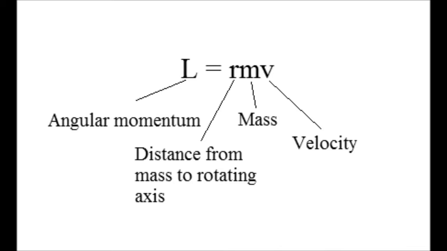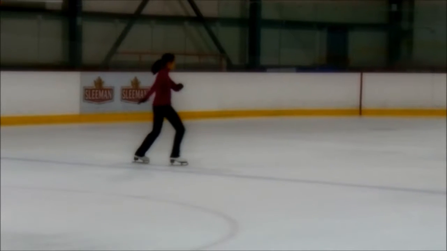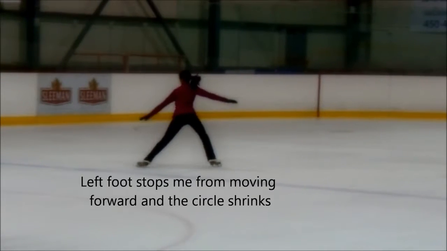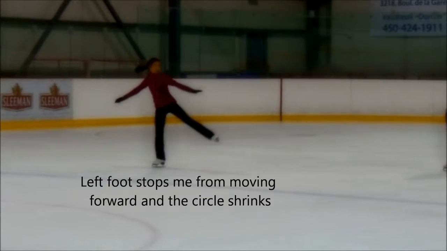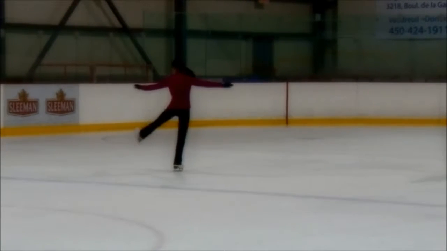For this part of the spin, you need to know this other angular momentum equation. L equals R times M times V, where L is the angular momentum, R is the distance from the mass to the rotating axis, M is the mass, and V is the velocity. Part of how I start spinning is in my foot. My left foot turns so that I'm no longer moving forward, and the circle I'm skating in is much, much smaller. The other part is where this new equation comes into play.